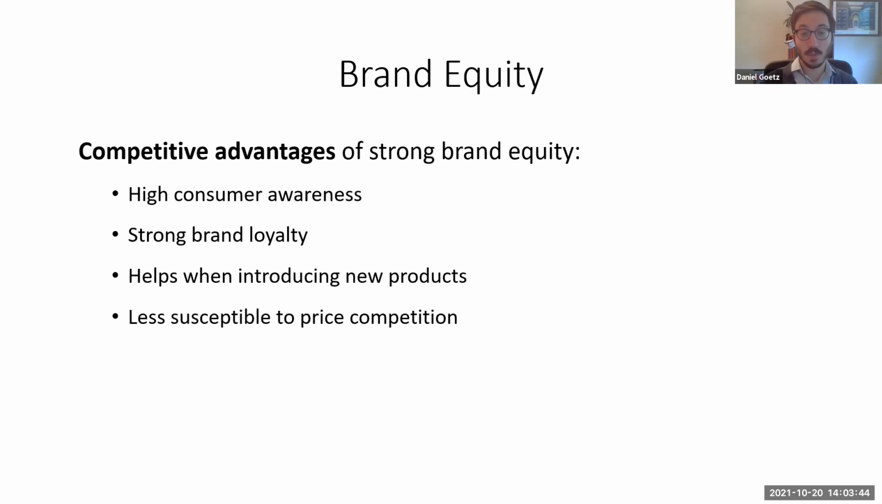Strong brand equity in terms of introducing new products, this is where it helps convey information, right? You can learn a lot about a product based on the brand that's attached to it, even if you don't really know what the product does. With an Apple product, when they were introducing the iPhone and the iPad, brand equity definitely helped them there. Apple's reputation for simplistic design, ease of use, and high build quality really helped create adoption of these products. And being less susceptible to price competition, right?